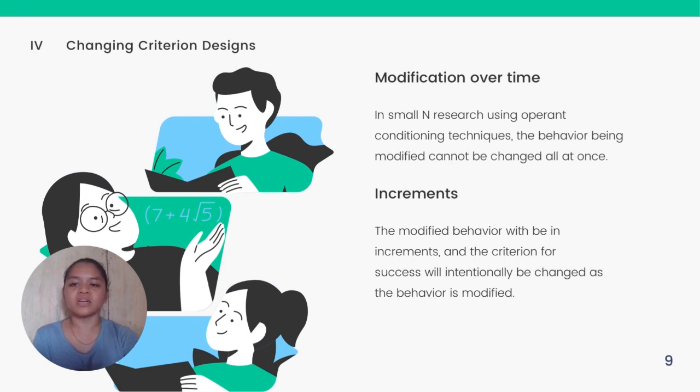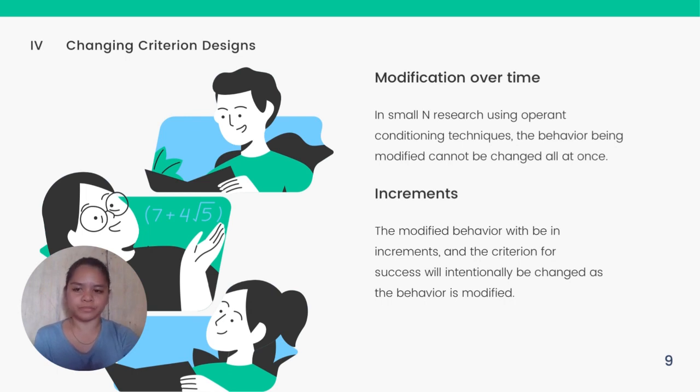When using the changing criterion design with increments, the behavior being modified is changed in small steps towards the desired outcome. The criterion for success is intentionally changed as the behavior is modified to promote progress towards the desired outcome.